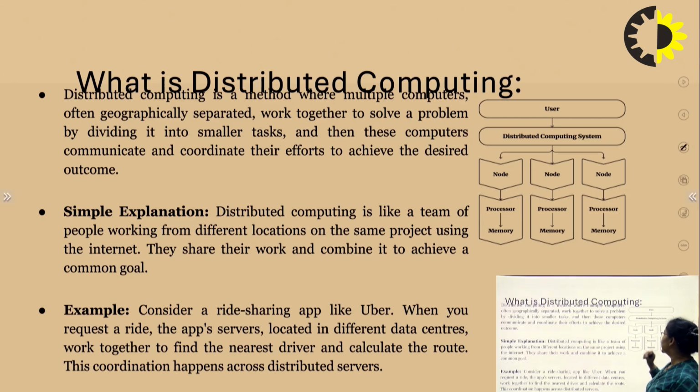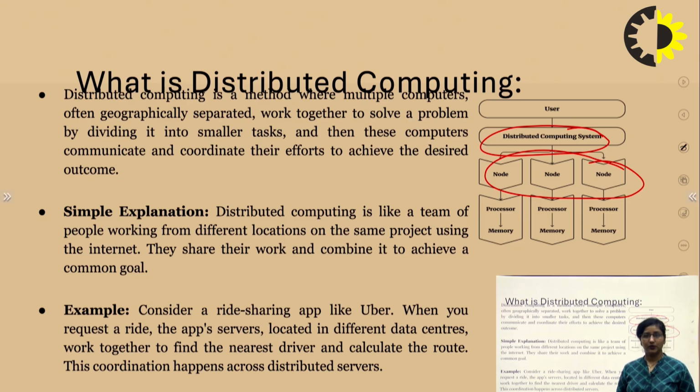A user is there and a distributed computing system is there. This distributed computing system has various nodes. Likewise, we have 3 nodes over here. Each of the nodes has its own processor and its own memory.